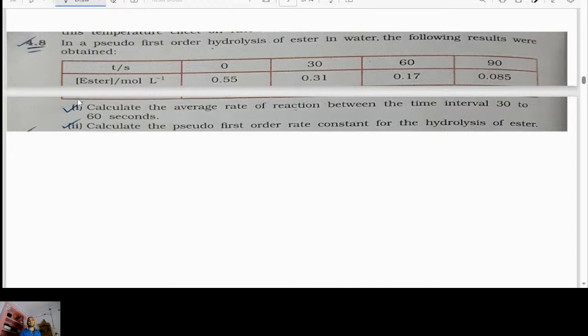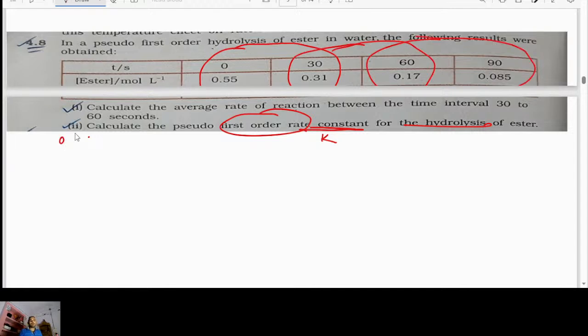Pseudo means false. So calculate the pseudo first order rate constant, that means K, for the hydrolysis of ester. Let us go, you calculate 0 to 30, then 30 to 60, and then 60 to 90. You calculate like that. So between 0 to 30 seconds, what will be that? K is equal to, student, 2.303 upon t, log initial concentration upon final concentration.